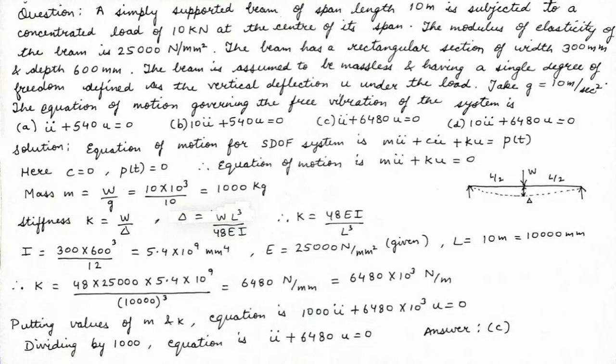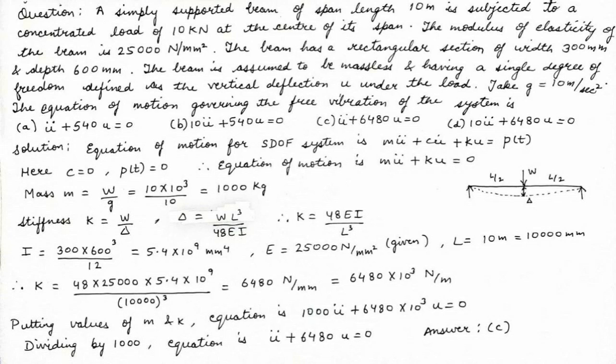We have a simply supported beam of span length 10 meter. It is subjected to a concentrated load of 10 kilonewton at the center of the span. The modulus of elasticity of the beam is 25,000 Newton per mm square. The beam has a rectangular section of width 300 mm and depth 600 mm. The beam is assumed to be massless and having a single degree of freedom defined as the vertical deflection u under the load. Take the value of g as 10 meter per second square.